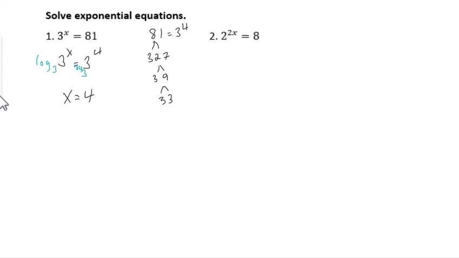All right, so here on the next one, we need to write this 8, which is 2 to the third. So we get 2 to the 2x equals 2 to the 3. So then 2x equals 3, x equals 3 over 2. And you can quickly check it, plug that in. The 2s cancel, 2 to the 3 does equal 8. All right, let's go ahead and look at some more.